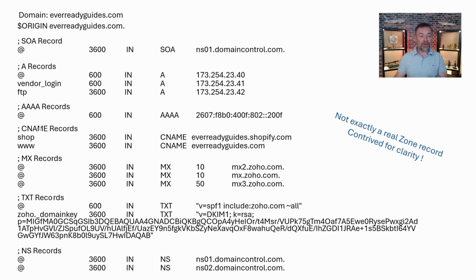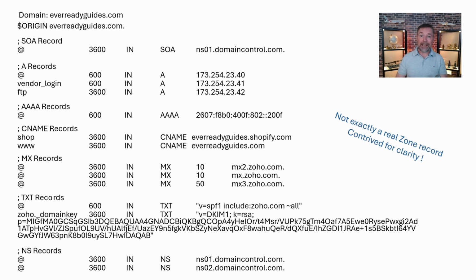Now here's some CNAME records. We have shop. So shop.everreadyguides.com is going to redirect us to everreadyguides.shopify.com. Yes, Shopify are going to be hosting our online shop. And then we have that other one, www, which is a common CNAME for everreadyguides.com. If we type in www.everreadyguides.com, it will just take us to everreadyguides.com, which is at this IP address up here, 173.254.23.40.